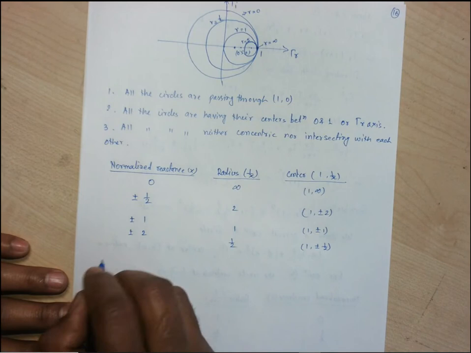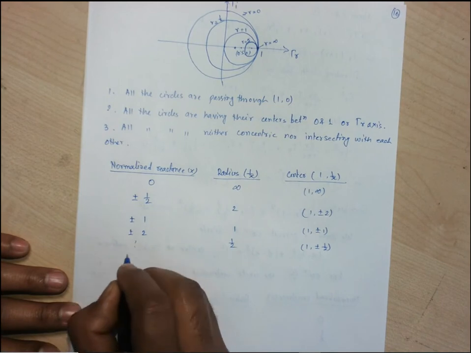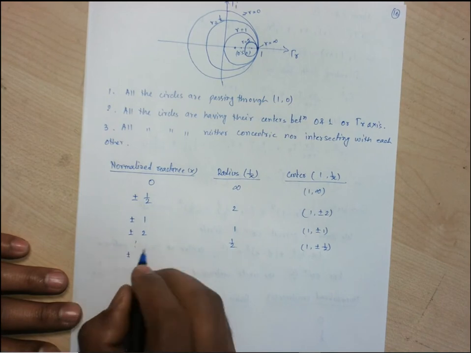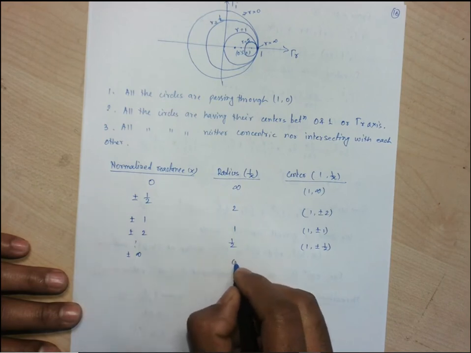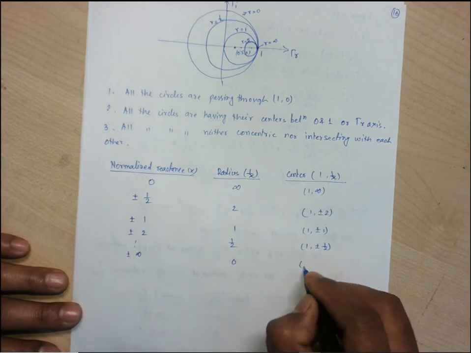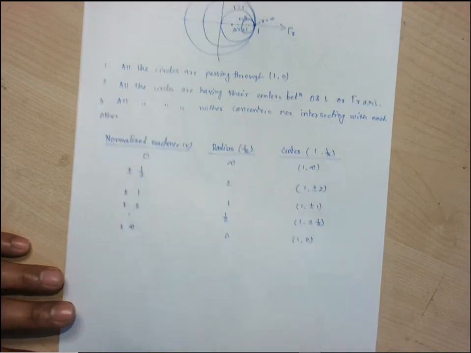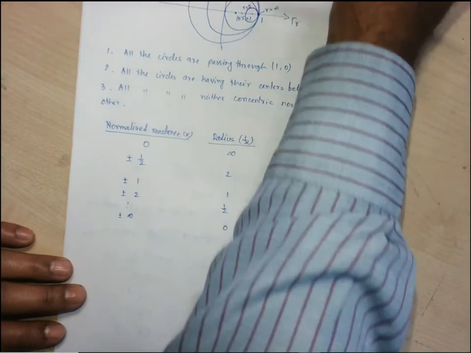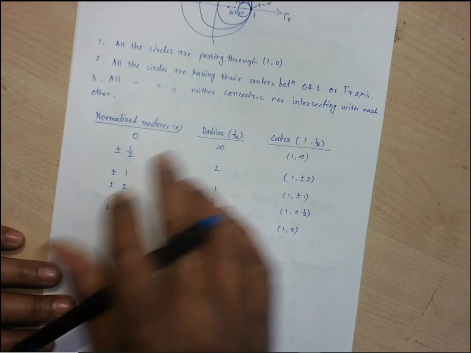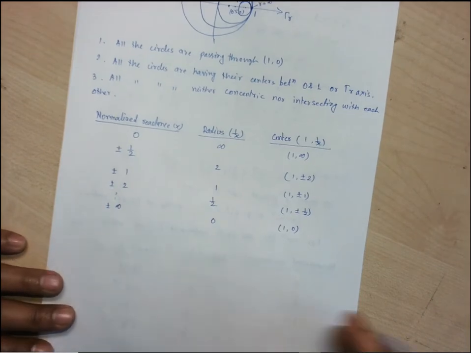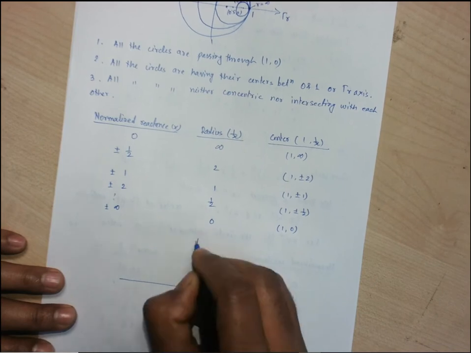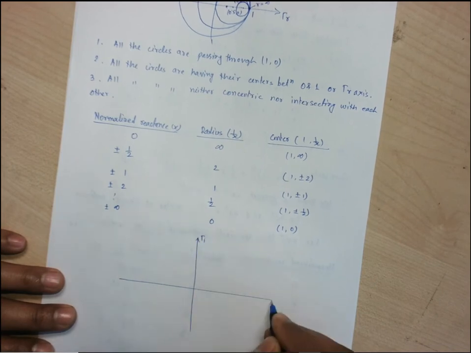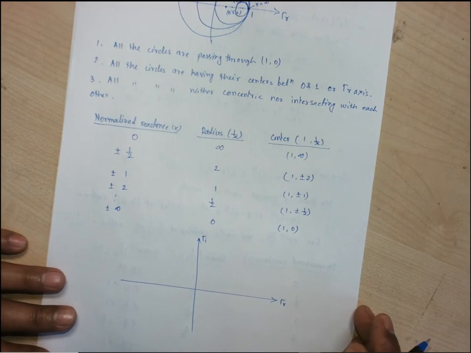Then the last value, let us consider plus minus infinite. It is not at all plus minus infinite, simply infinite. We can also write radius 0, then center 1 comma 0. So let us go with these lines. Again, these are on the gamma r and gamma I axis, right?